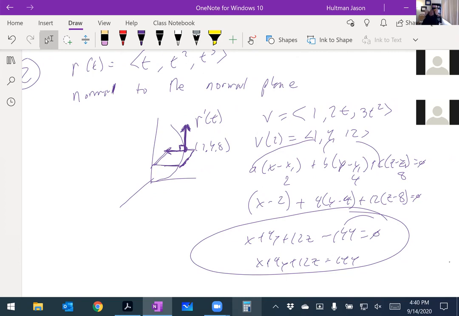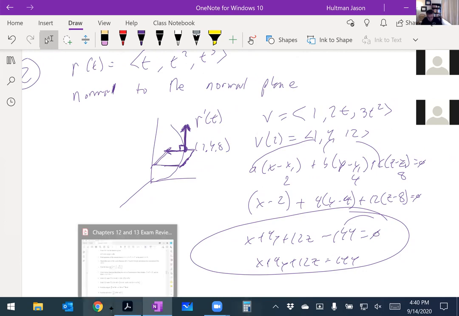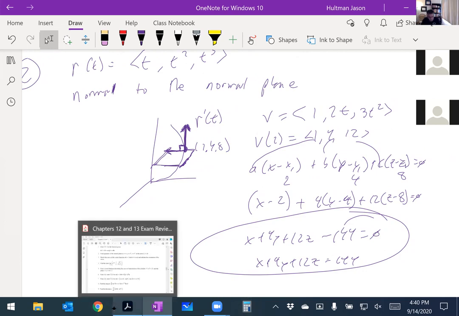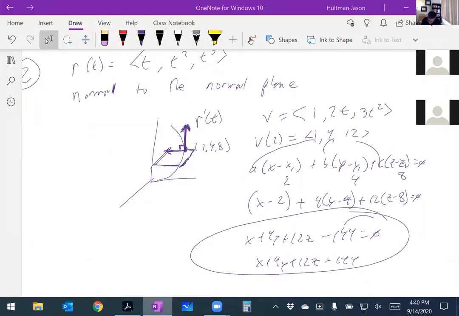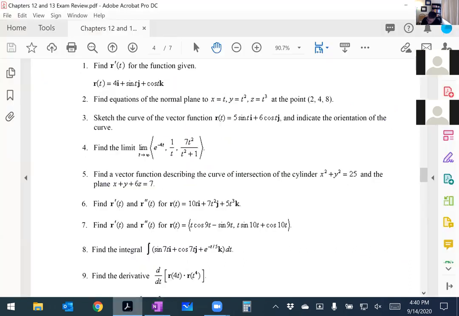Okay, others that you'd like to see? From chapter 13, could we go over number 5? Yeah, let's do that. Okay, so we have what, a circle and something, or a cylinder? What's going on? Number 5 here. Okay, yeah, the cylinder and the plane.